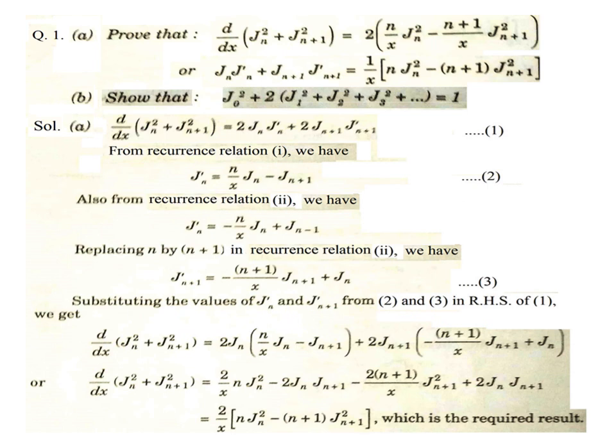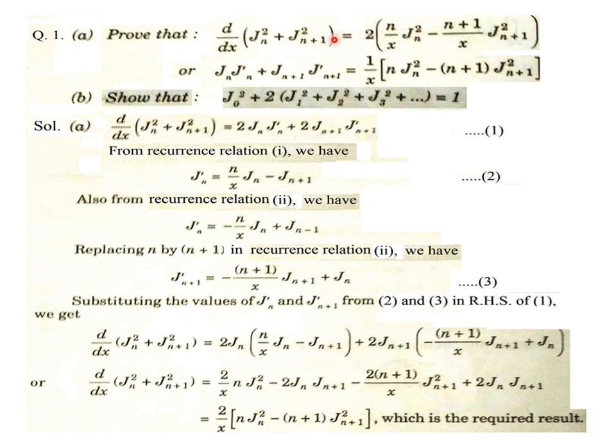Question number 1 part A, where we have to prove d by dx of the expression Jn square plus Jn plus 1 square equals twice of n by x Jn square minus n plus 1 by x Jn plus 1 square, or that other expression is also written, which is obviously an alternative form of that required statement.